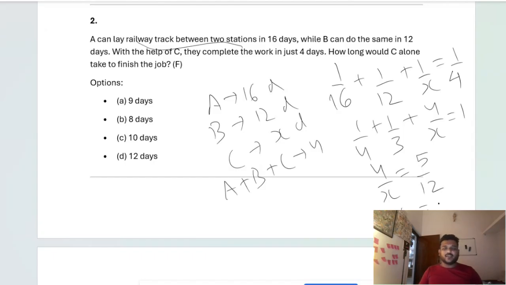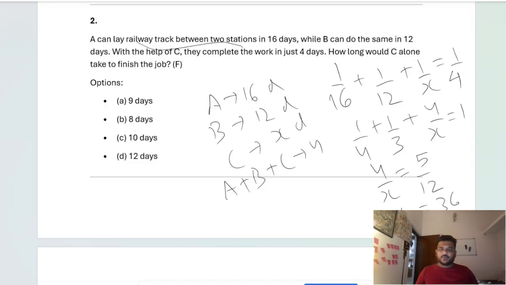So from here, we can say x comes out to be 36 by 5. Am I right? Is the calculation correct? This is 7 by 12, which goes there. So 1 minus 7 by 12 is 5 by 12, and then x comes out to be 36 upon 5. So x will take 7 days. And I think I'm doing something wrong here.